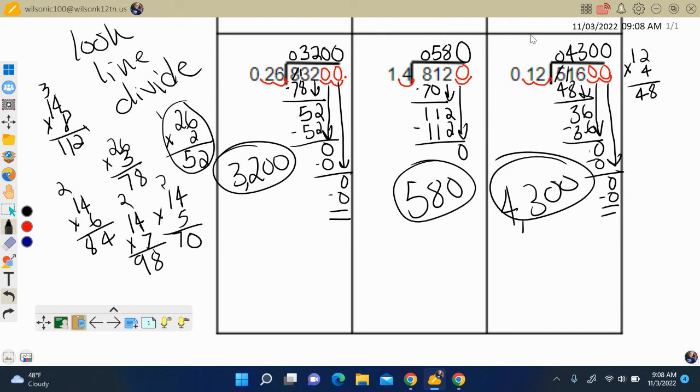You got to be super careful to make sure you're bringing down the zeros and doing all of the parts of the problem. Looks good, looks good.